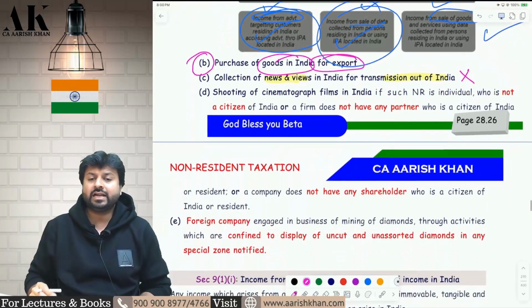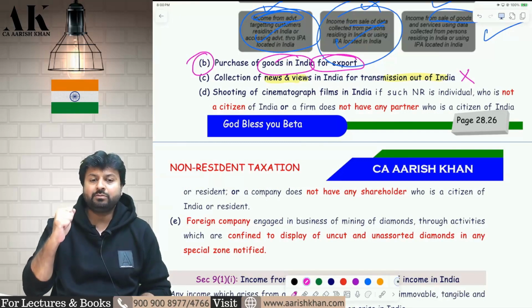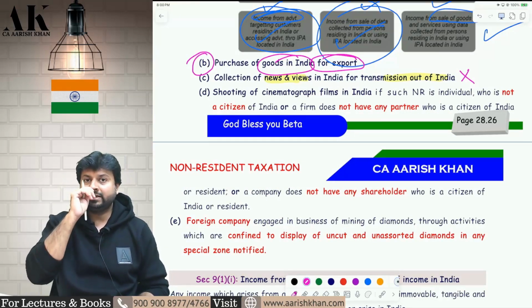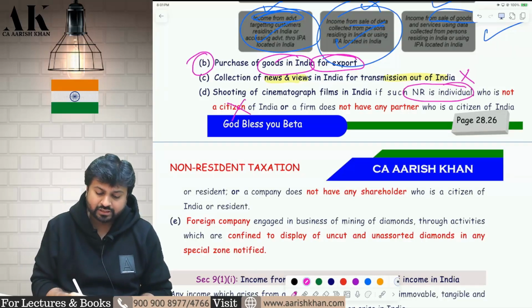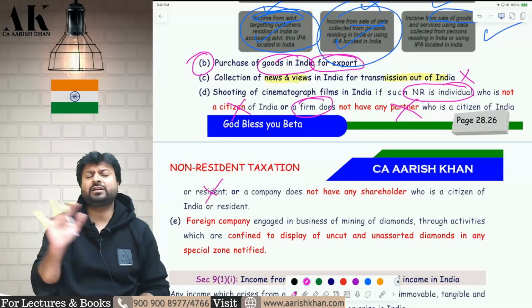Similarly, if a non-resident cinematographic film producer is coming to India for filming a movie, then that is also not taxable, provided if the non-resident producer is an individual, then he should not be a citizen of India. If he is a firm, then none of his partners should be citizens of India and none of his partners should be resident of India.